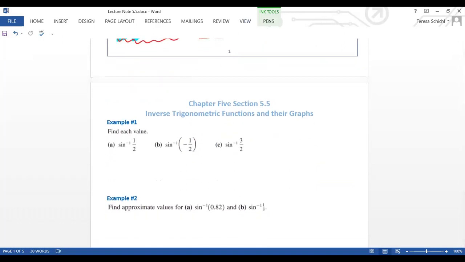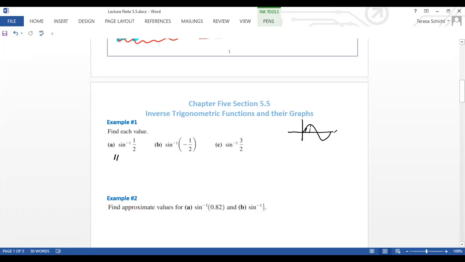Now let's take a look at some easy examples. For arcsine of 1/2, that means what angle will give you 1/2? That's what it means. This is the sine graph, so back to the unit circle. What angle will give you 1/2 here?